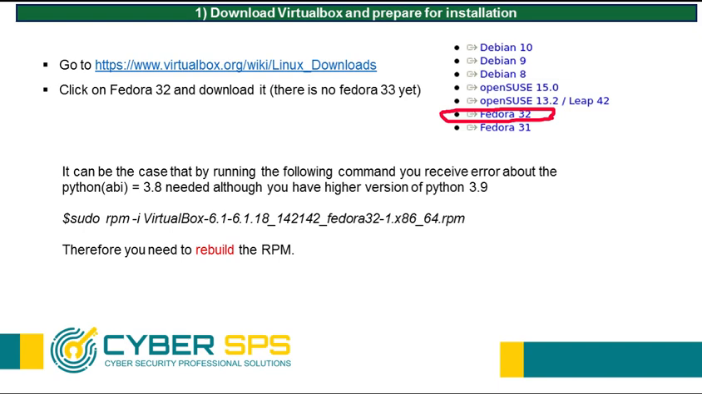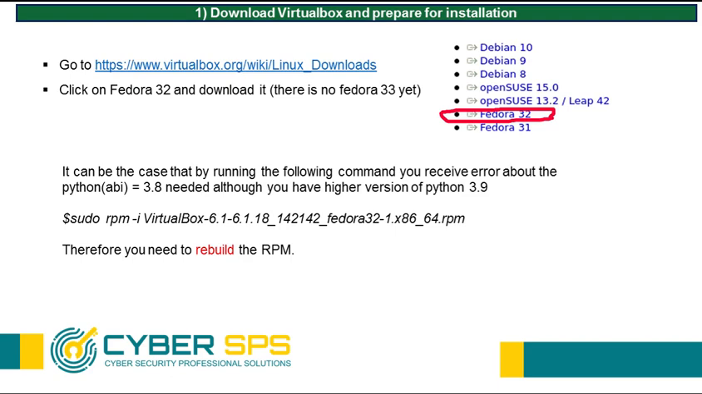If you go to the VirtualBox website by clicking on this link, then you would see that there is no version available for Fedora 33. Therefore, you have to download the version for Fedora 32.